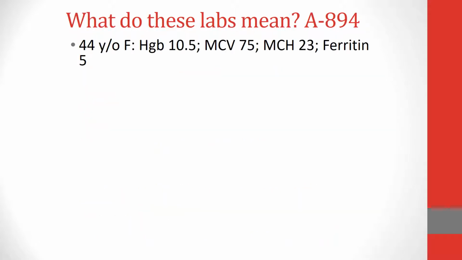Okay, so let's take a minute and do a little exercise here. What do these labs mean? Your 44-year-old, hemoglobin is 10. You already know, like, she's low. Her MCV 75, MCH 23, ferritin 5. Look at Arcangelo, page 894. And the normals are there to help you figure this out. What's your assessment? Feel free to pause this if you're not sure.